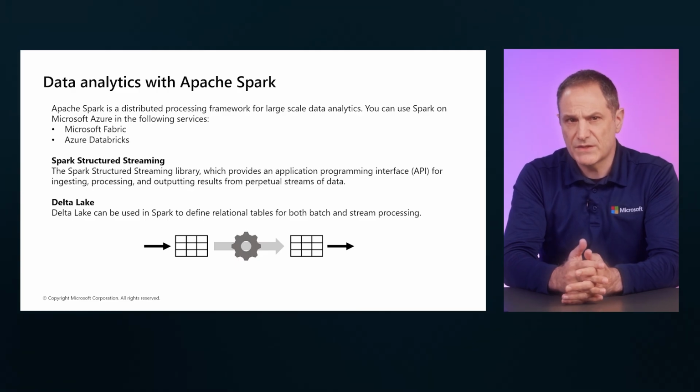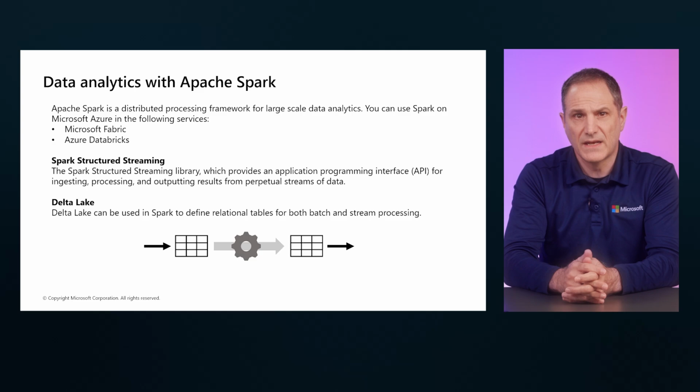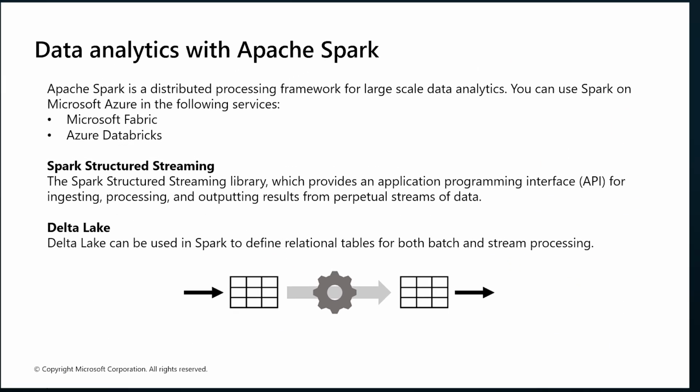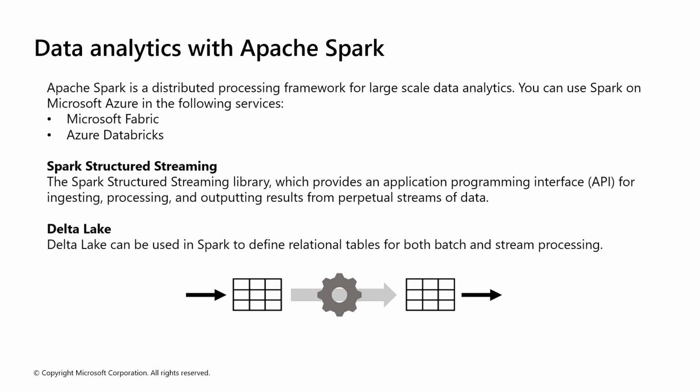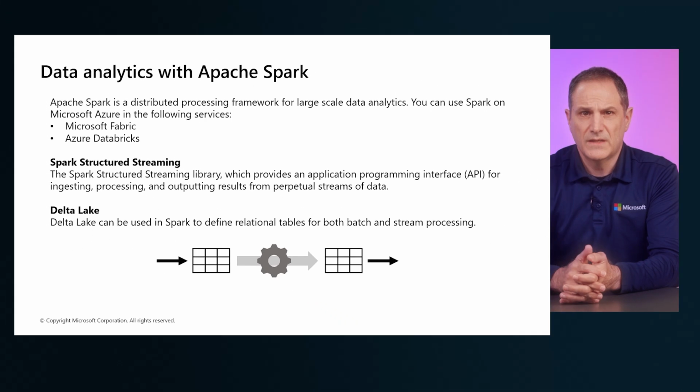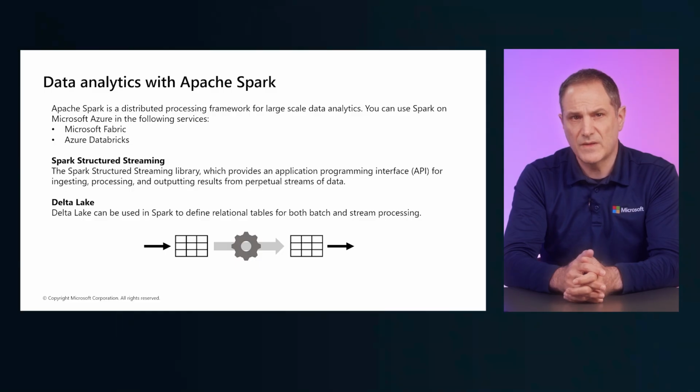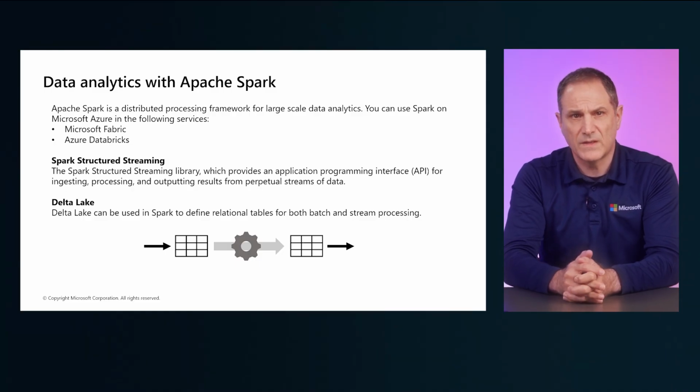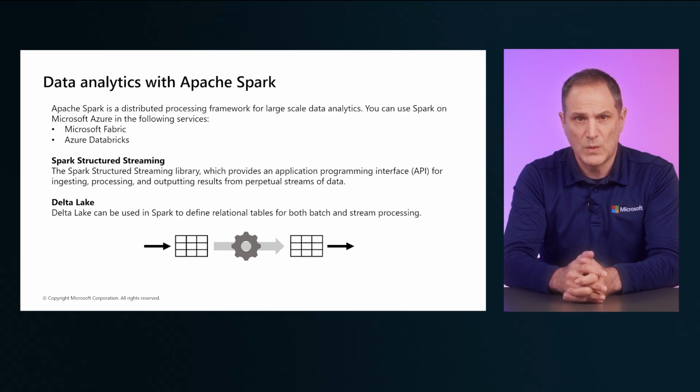Apache Spark is a distributed processing framework designed to analyze very large volumes of data. Instead of processing data on a single machine, Spark spreads the work across many nodes in a cluster and processes data simultaneously. In Azure, you typically use Spark through managed services rather than deploying it yourself. There are two main services where Spark shows up: Microsoft Fabric and Azure Databricks. In both cases, the goal is the same: scale data processing horizontally without you having to manage the underlying infrastructure.